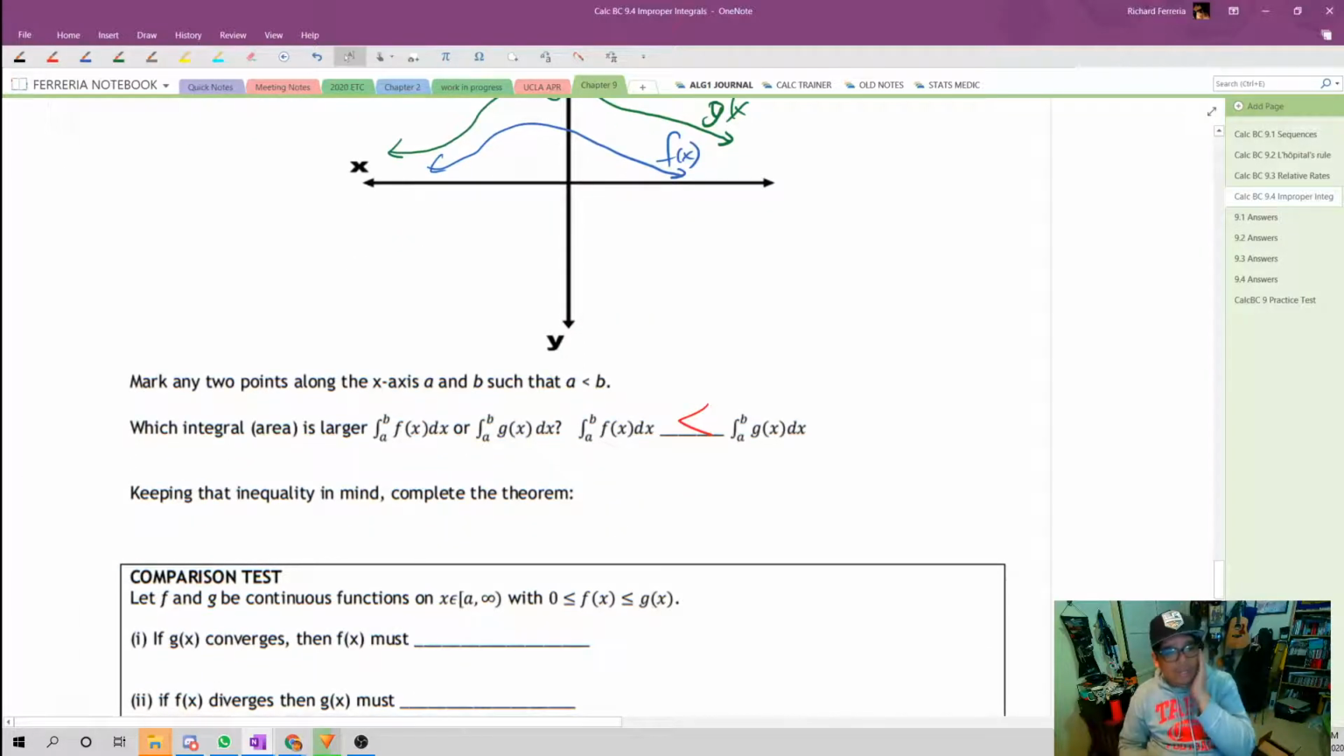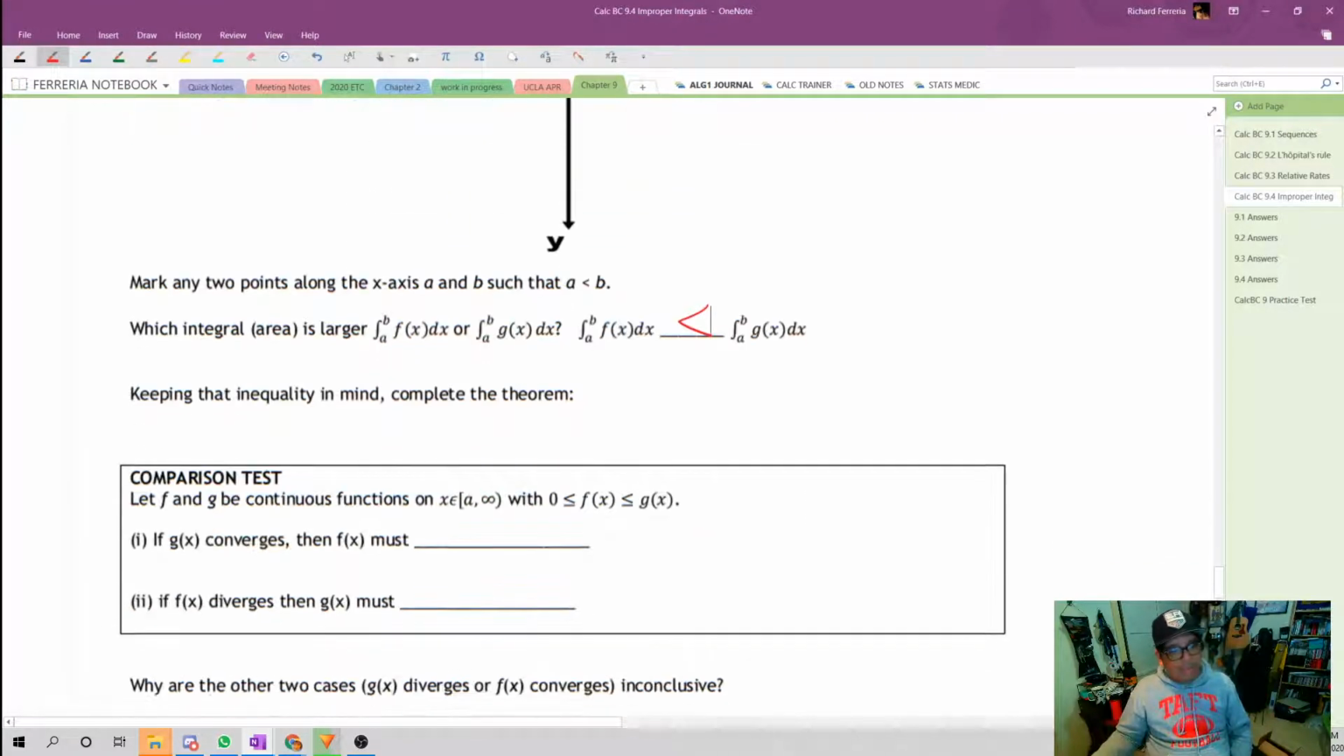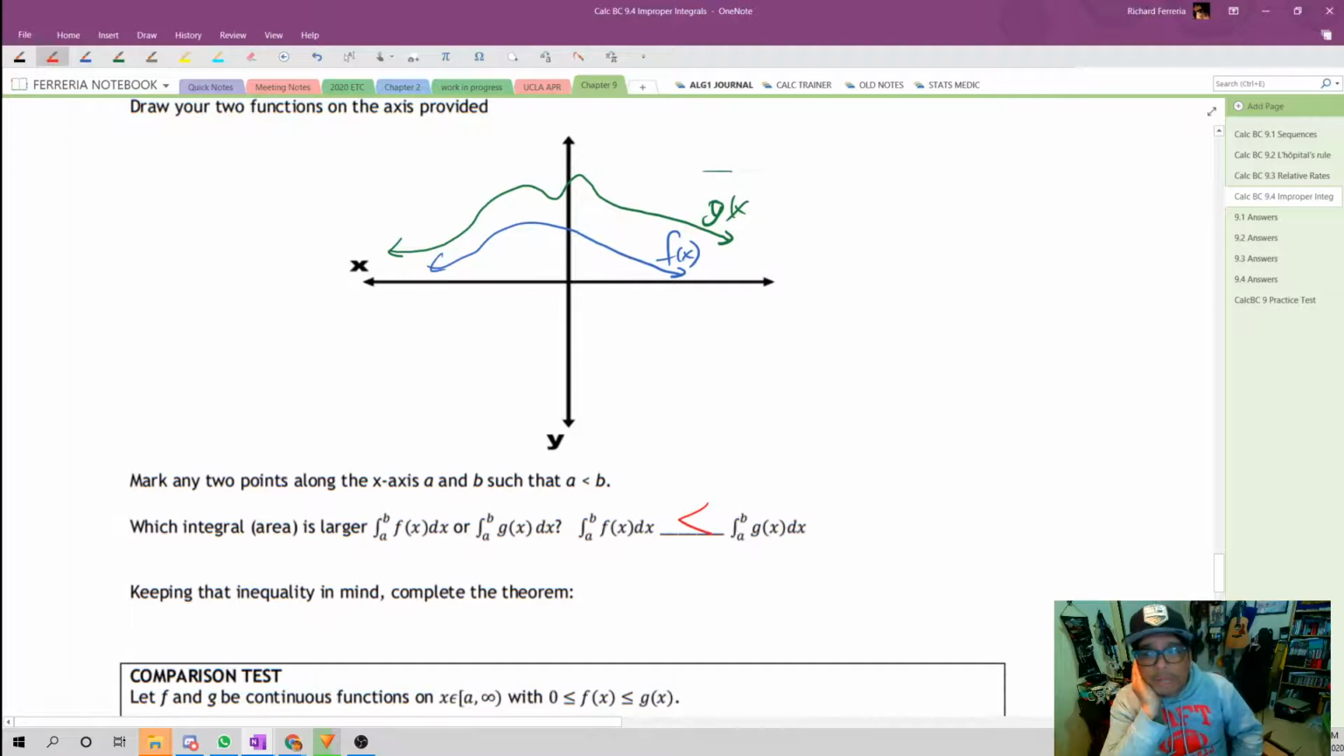If we have two functions where f is smaller than g, and if I say g converges, let's say the area under g is equal to 5, what do I know about the area under f? Well, the area under f has to be something less than 5. So, if the bigger function converges, then the smaller function has to converge as well.